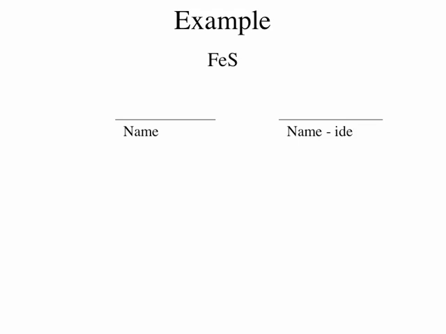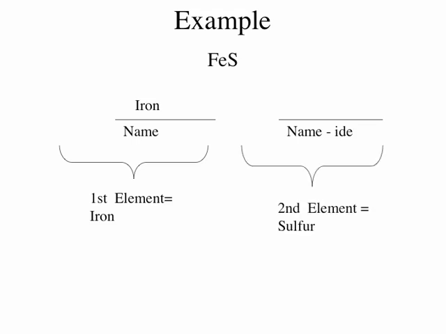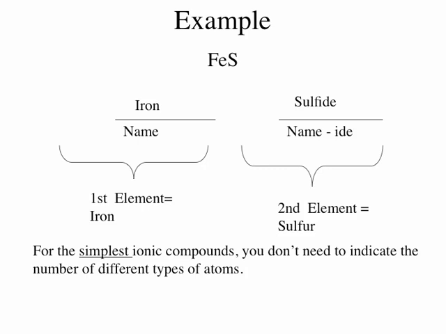So examples, FeS. This is an ionic compound. It's a metal and a nonmetal. Fe is iron, that's the metal. S is sulfur, that's the nonmetal. And so to name this, the first element is iron, so we just put iron in that first spot. The second element is sulfur, so we just put sulfide. So this compound would go by the name iron sulfide. For these very simple ionic compounds, we don't need to indicate the number. Notice that there's no mono, di, tri, etc. in this.